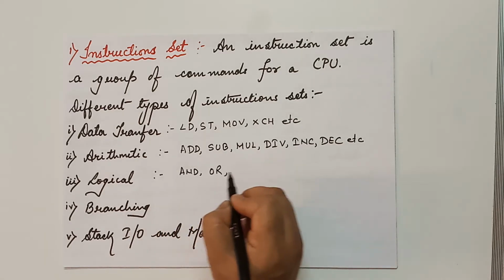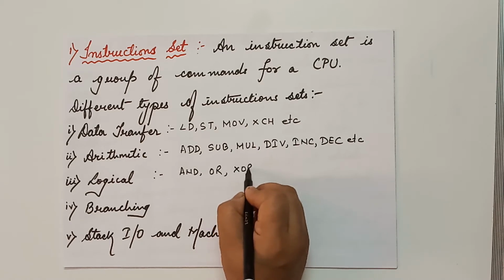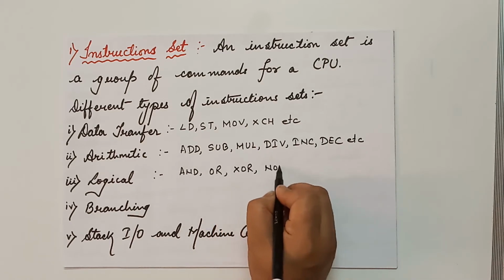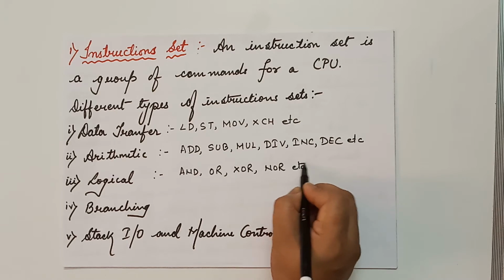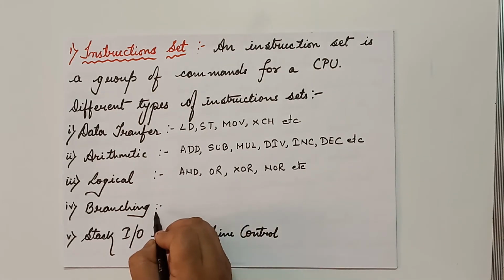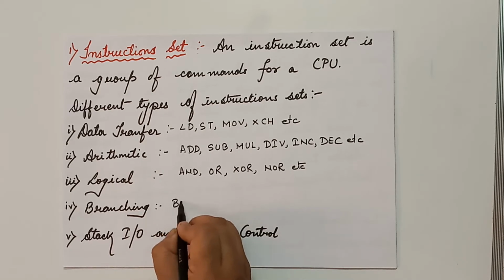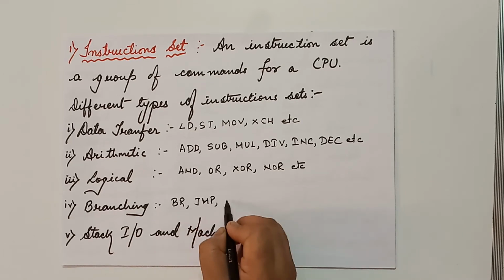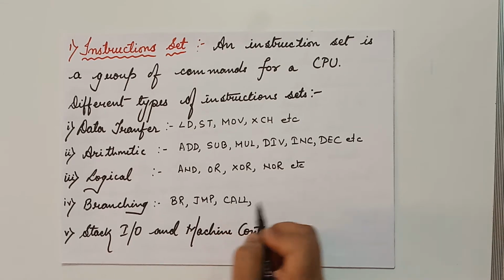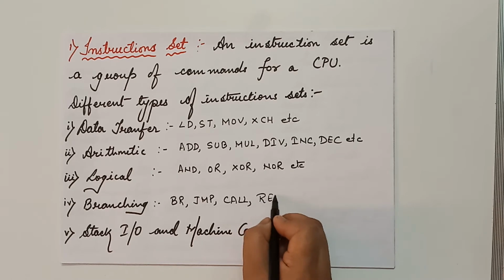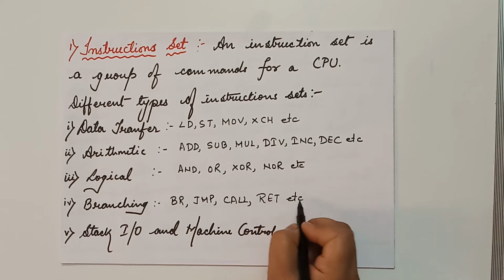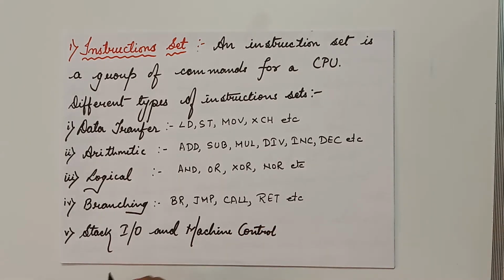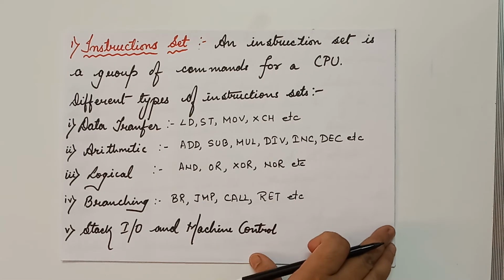If we talk about the logical set of instructions, it includes and, or, XOR, NOR, etc. The branching instruction set consists of branch, which we write in short as BR, jump, call, return, etc.